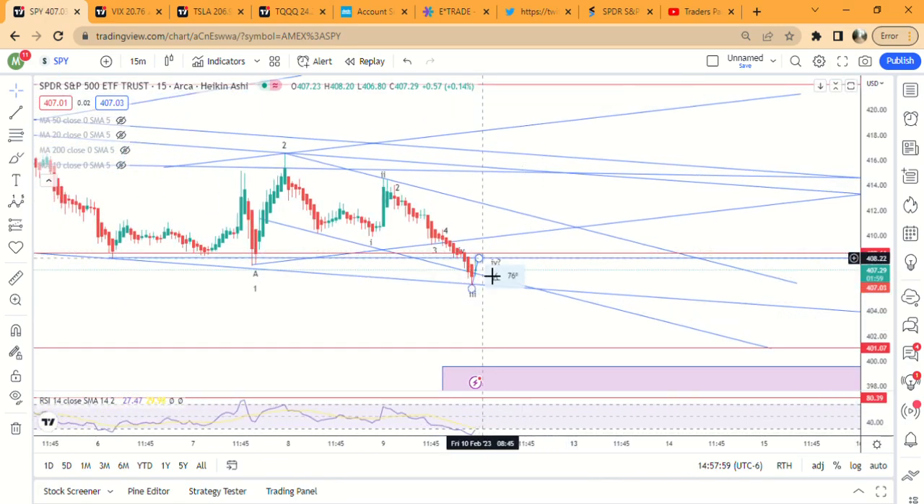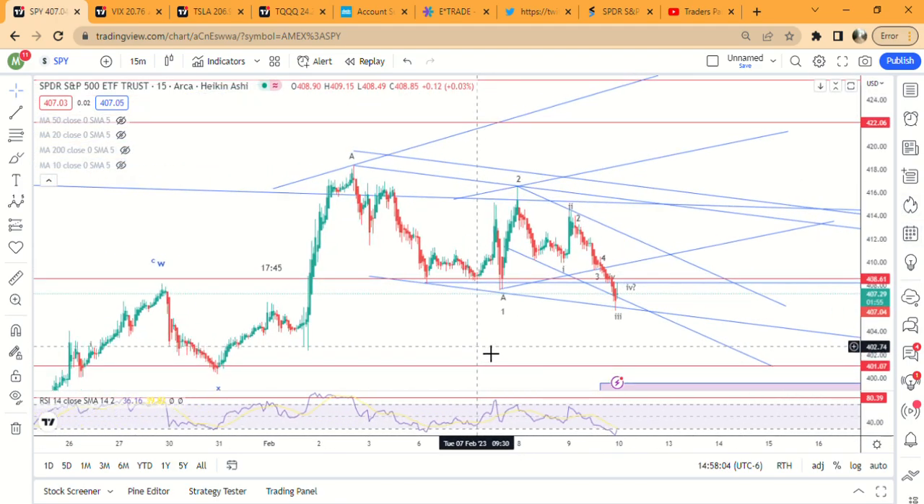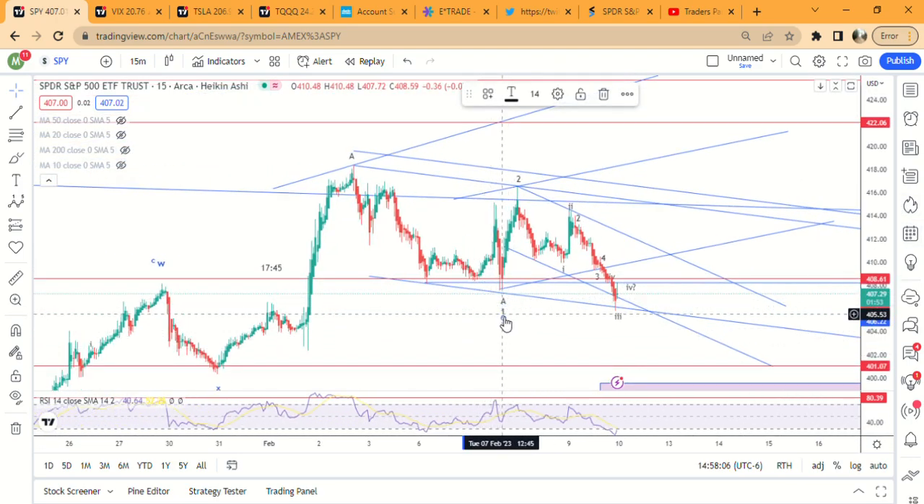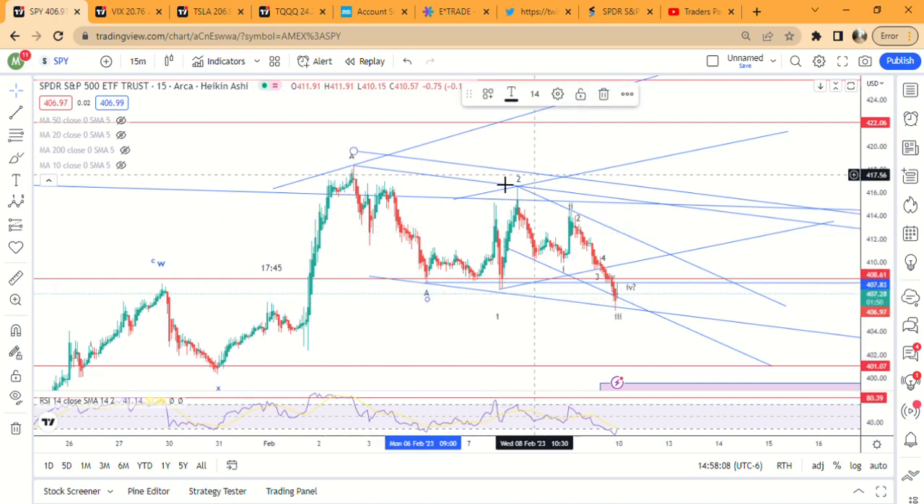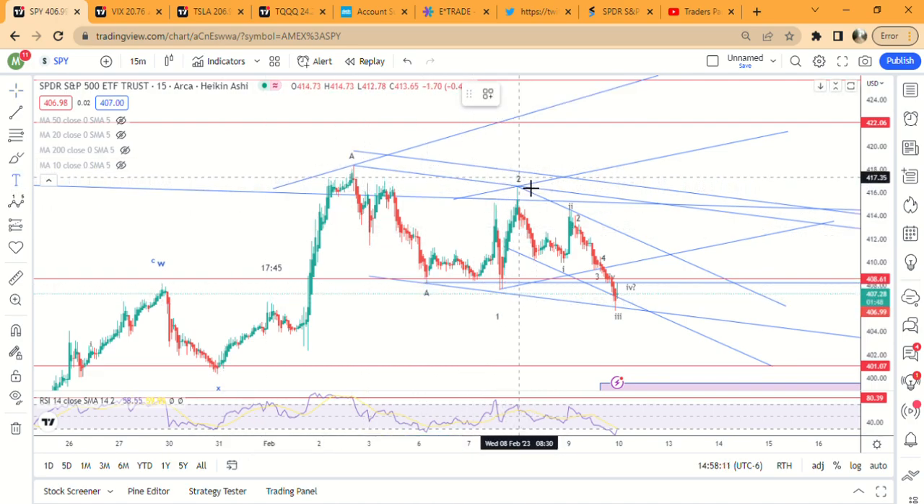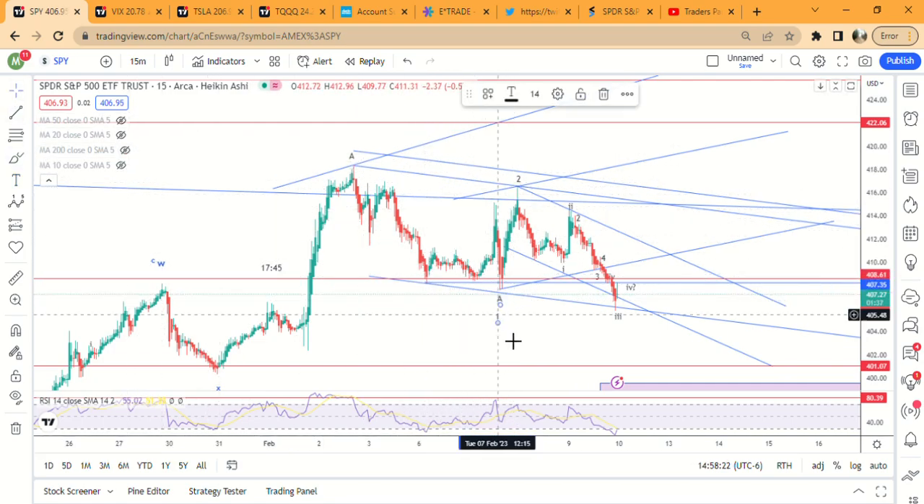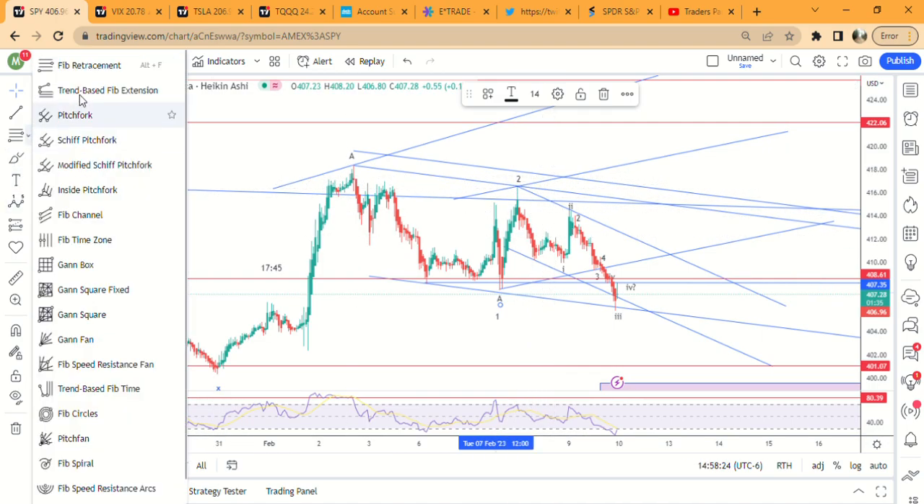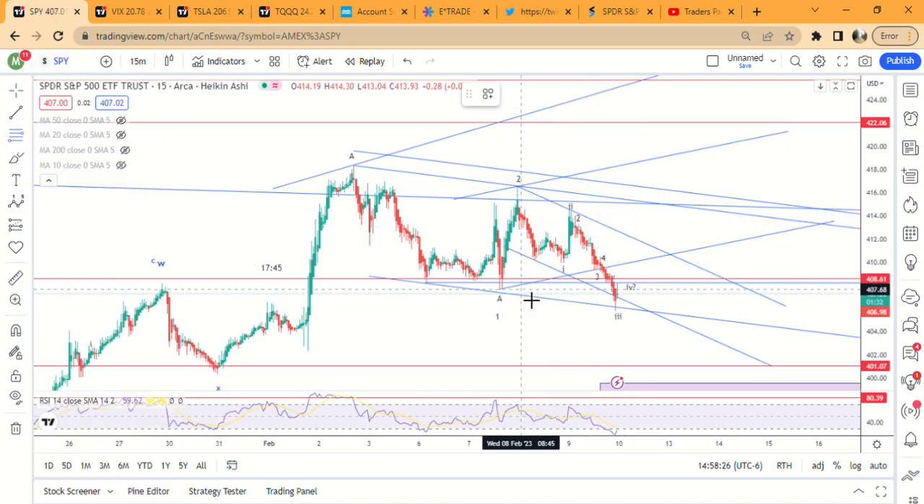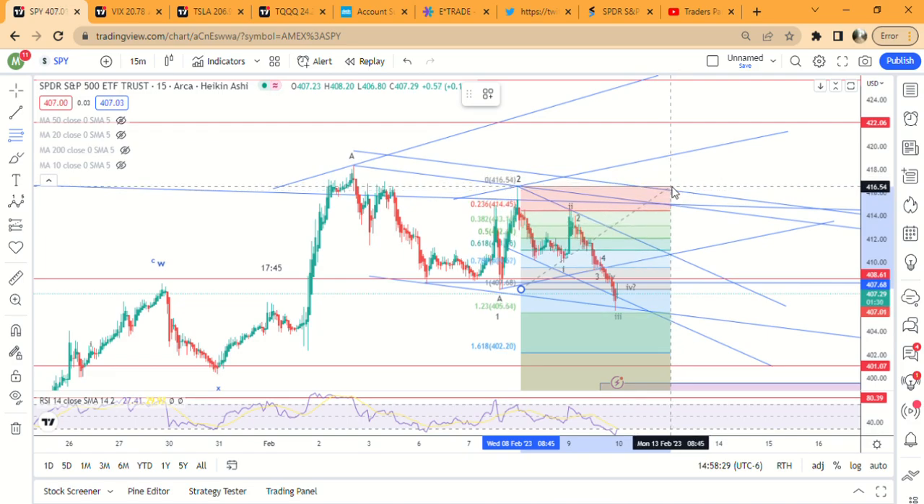The other possibility, the one that I highlighted earlier this morning, is that this is A, this is, let's see, B right here. Is that right? No, A's over here. I'm sorry, A's right here, and we're starting B. So this one is more bullish. It'd be A, and we'd be doing an expanded flat.